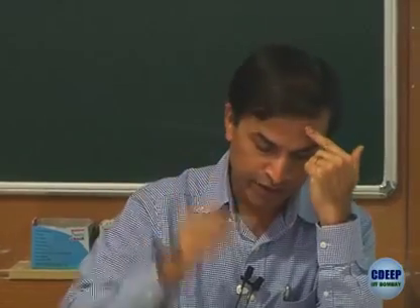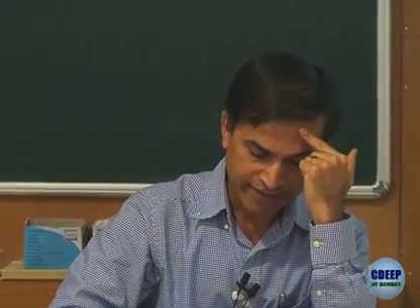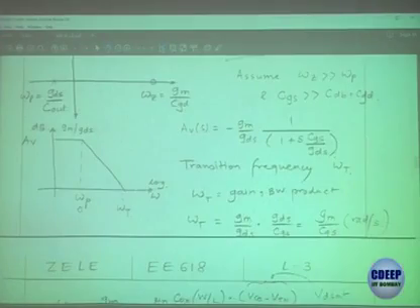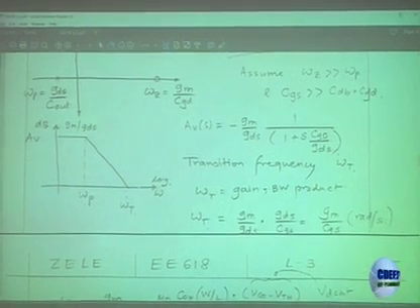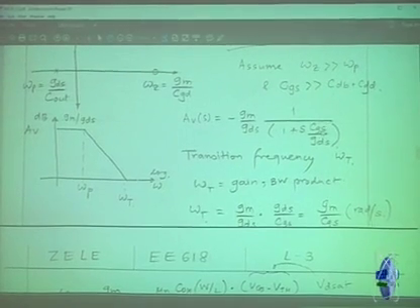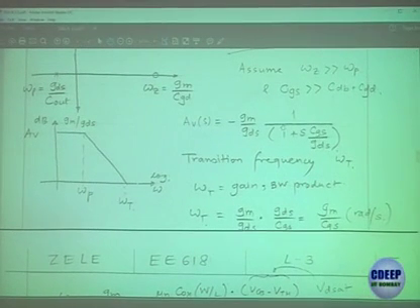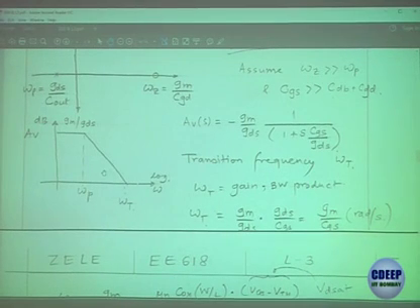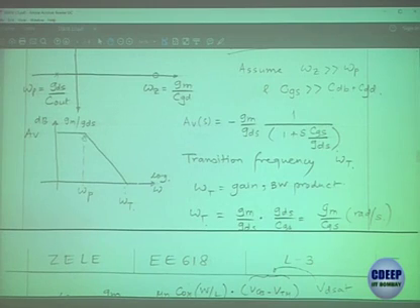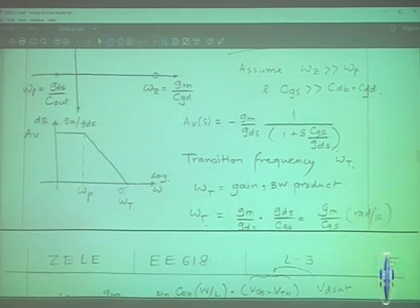Just by definition. So, then what we can say is that at this particular point, the gain is GM over GDS, and the pole frequency is given by GDS over CGS. So, if you multiply these two, what are you going to get? The multiplication of gain and pole frequency is going to be GM over CGS. Now, if you travel on this line all the way to this omega t point, what is happening at omega t?